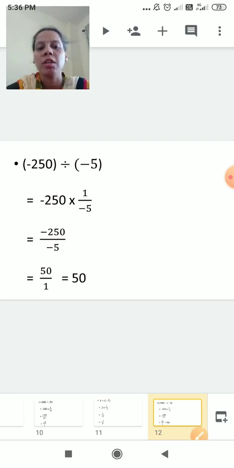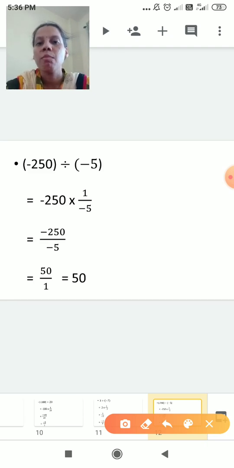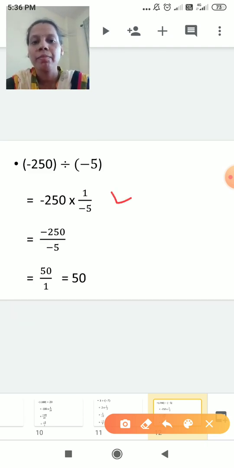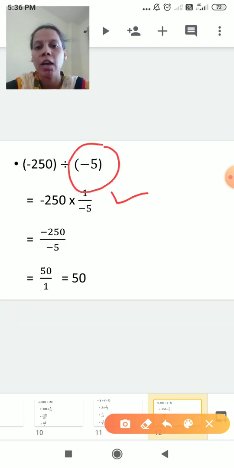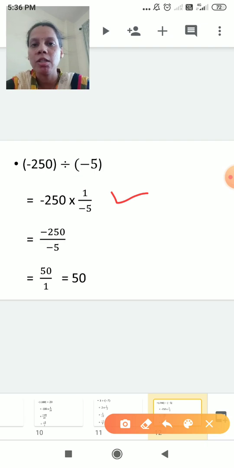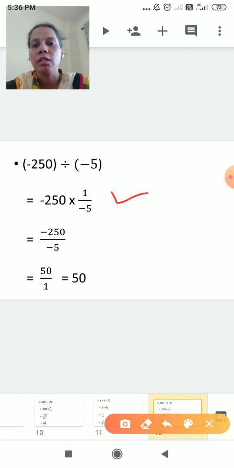Okay, so what is the first step? We'll write down the first number, that is the first integer, -250, as it is. In place of division, what will we write down? Yes, we'll write down the multiplication sign and the multiplicative inverse of the second integer. The second integer is -5, so the multiplicative inverse of -5 is 1 upon -5. Correct. So -250 multiplied by 1 upon -5. So this is the first step.